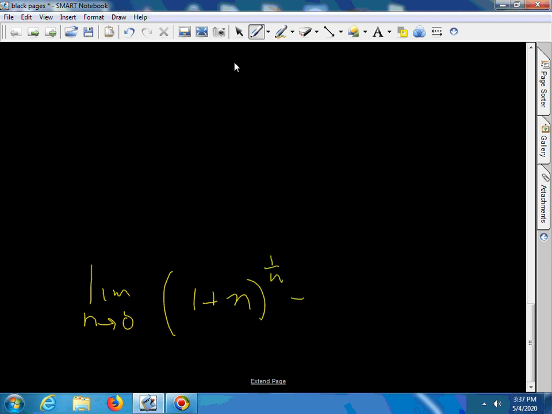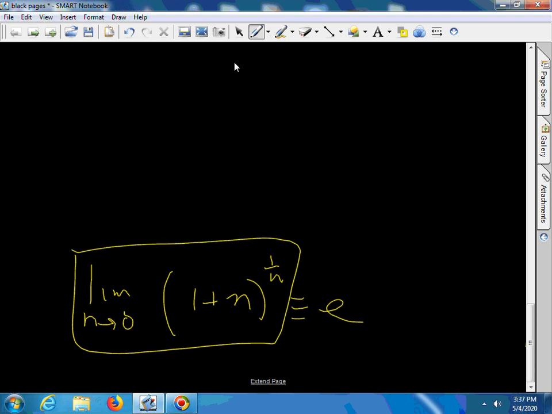We're going to derive the formula for the derivative of ln of x. One of the things we have to know first is that the limit as n approaches 0 of 1 plus n to the reciprocal of n is defined to be the number e. That's the number e. Okay, so whenever we have this, we have e.